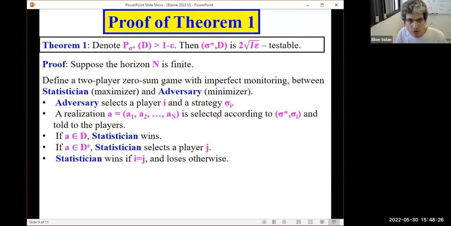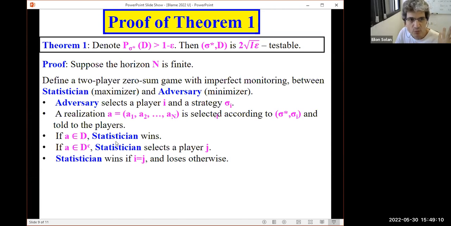This realization is told to the players. Now the statistician, well, if the realization is in B, the statistician wins because we did not get out of the target set. If the realization A is outside B, then the statistician is called to select a player J to blame. If the statistician blames the correct player, he wins, and otherwise he loses. Okay. So this is our game.